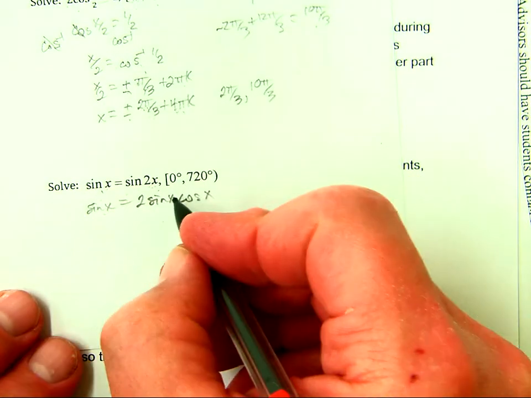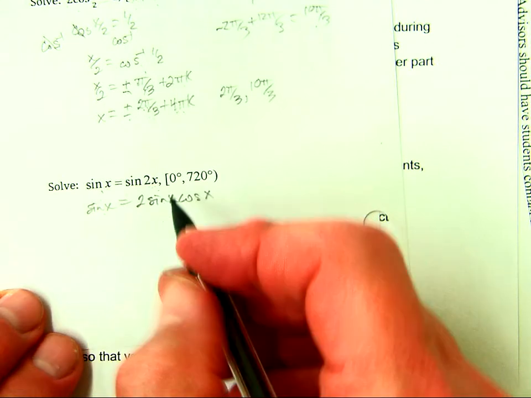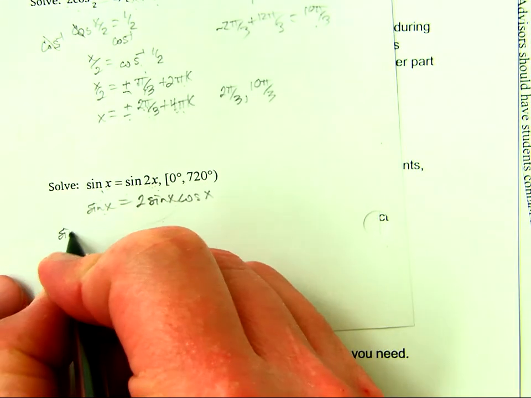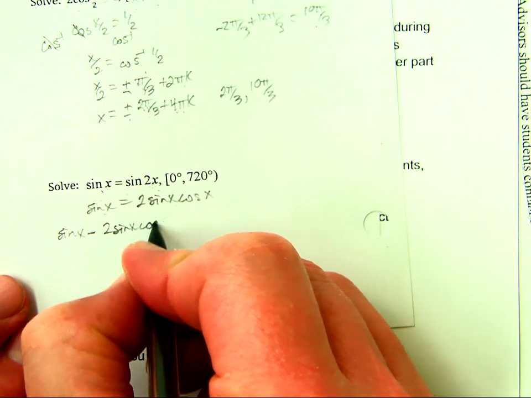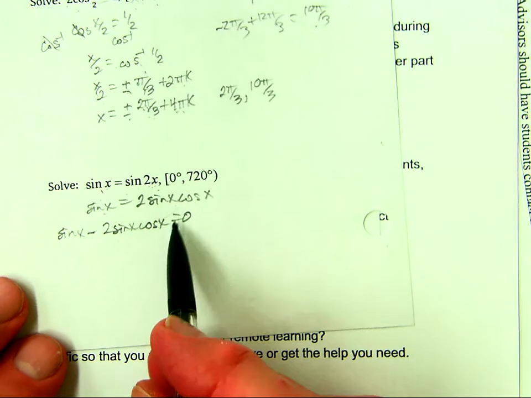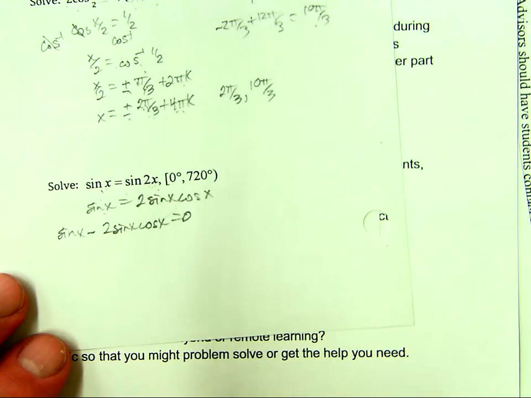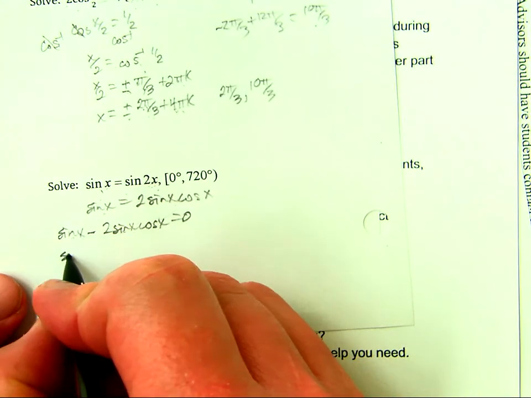Let's get it equal to 0. So let's move stuff to one side. Let's say I move this to the left. So I have sine x minus 2 sine x cosine x equals 0. Now once we get it equal to 0, we see if we can factor. Remember, we always look for a common factor first. Well, they both have sine in them. Let's factor out a sine.